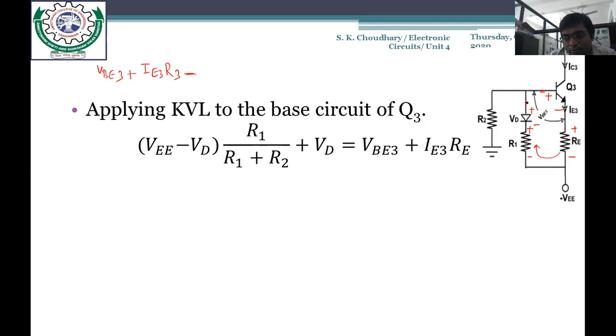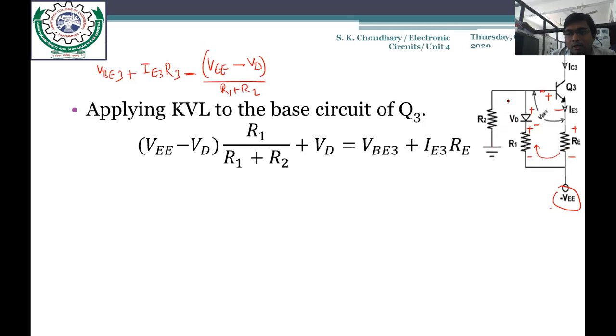The current is whatever current flows across R1, and that gives the voltage across R1. So what is the voltage across R1? One end is connected to the negative supply. We have considered all rises in potential as negative and drops in potential as positive. So V would be considered positive because it is a negative voltage source, minus this voltage VD upon R1 plus R2, because it is a voltage division network.